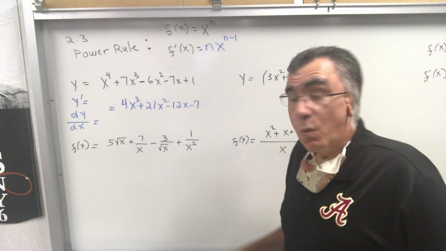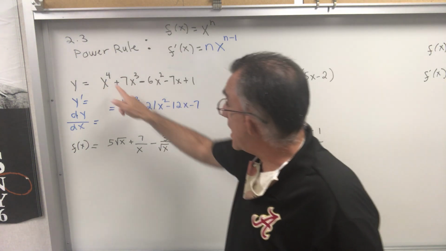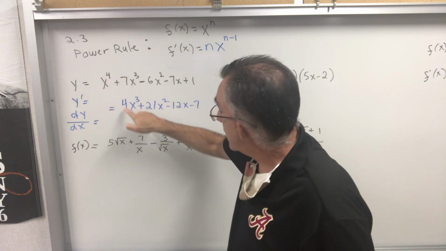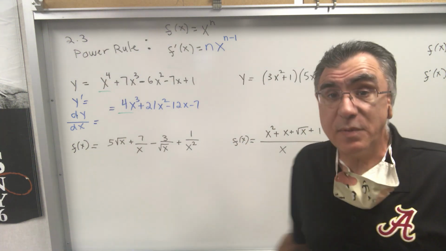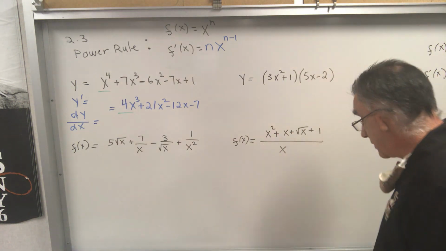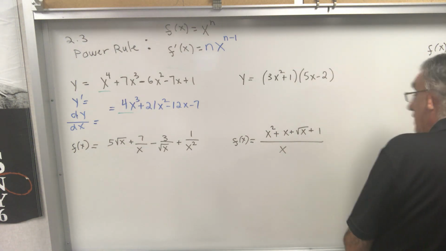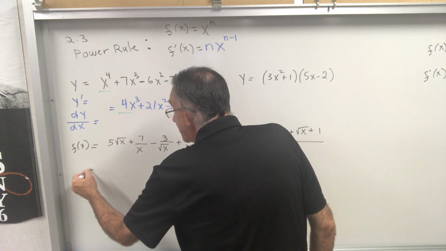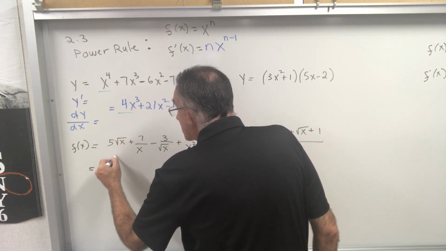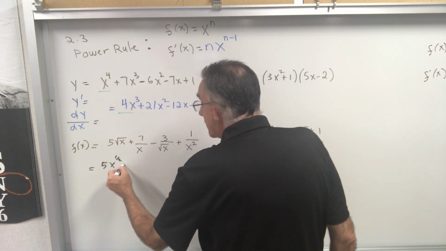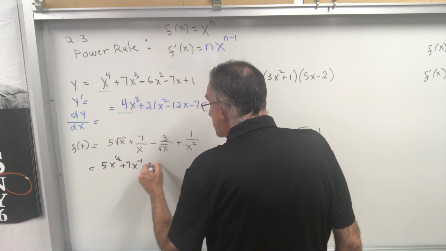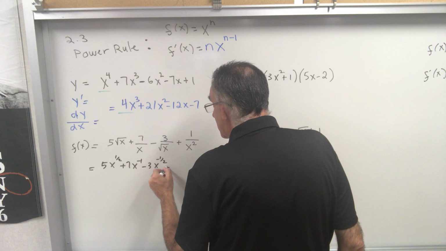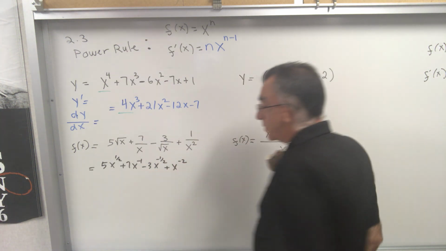Now, this is all nice and dandy, right? You just bring the 4 down and 3. If this was our life, then it would be super easy, right? Okay, well, what if it's a little more complicated? What if it's 5x to the 1/2 plus 7x to the negative 1 minus 3x to the negative 1/2 plus x to the negative 2?